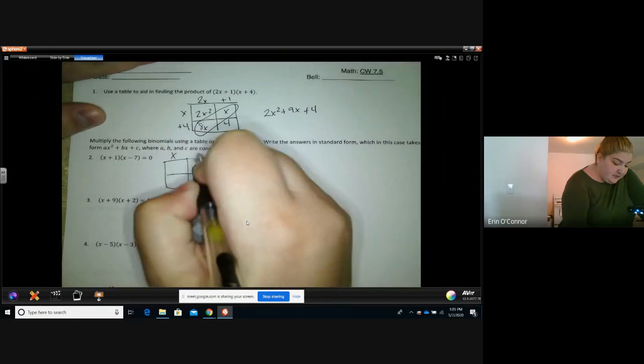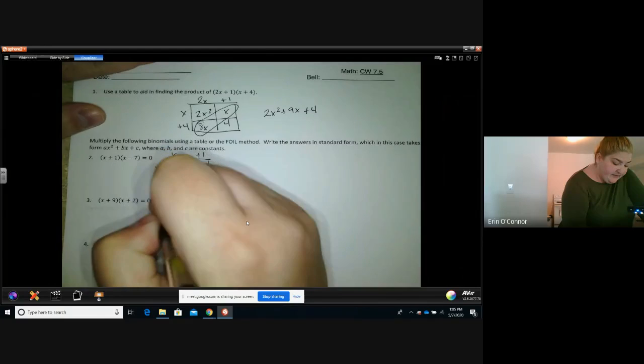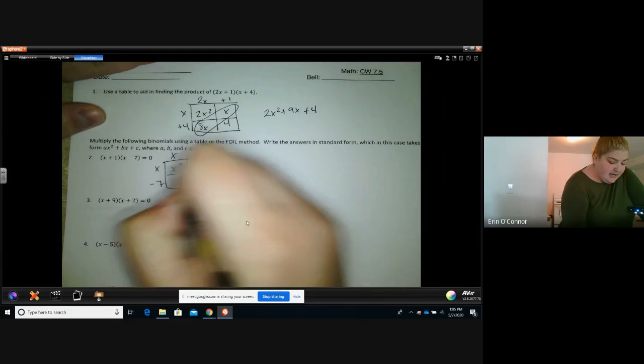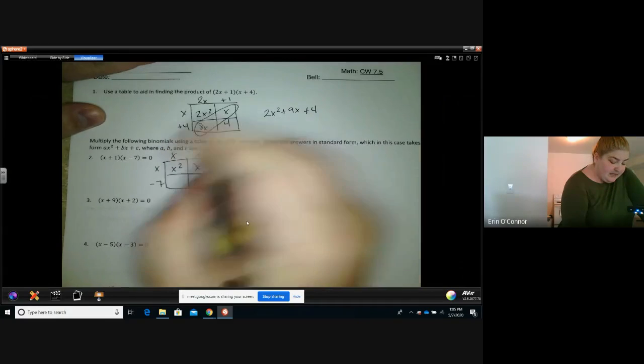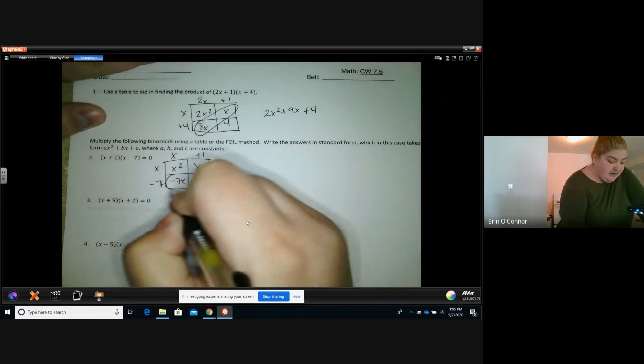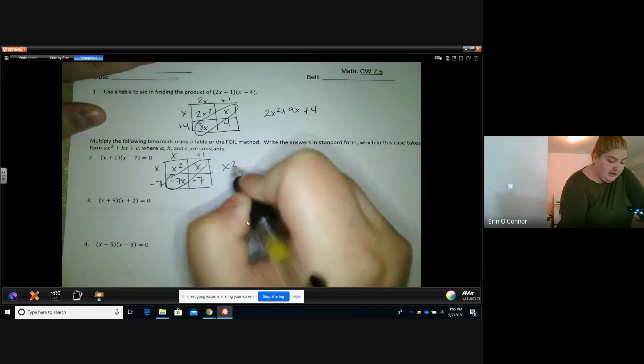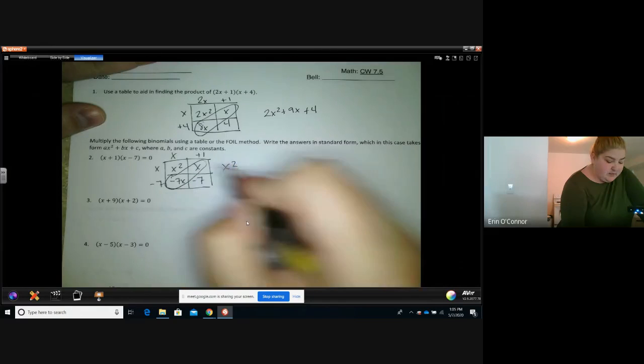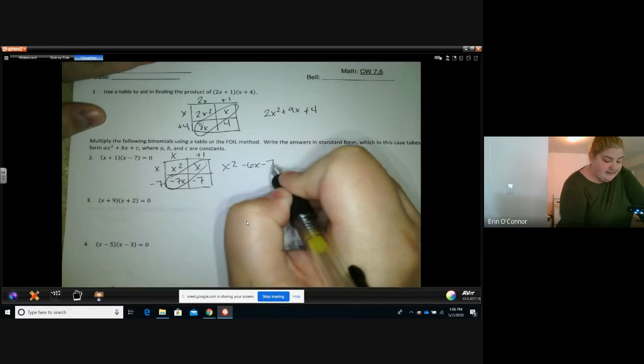which is x plus 1 times x minus 7. X times x is x squared. X times 1 is x. X times negative 7 is negative 7x. 1 times negative 7 is negative 7. Combining like terms, we get x squared, negative 7x plus 1x is negative 6x, minus 7.